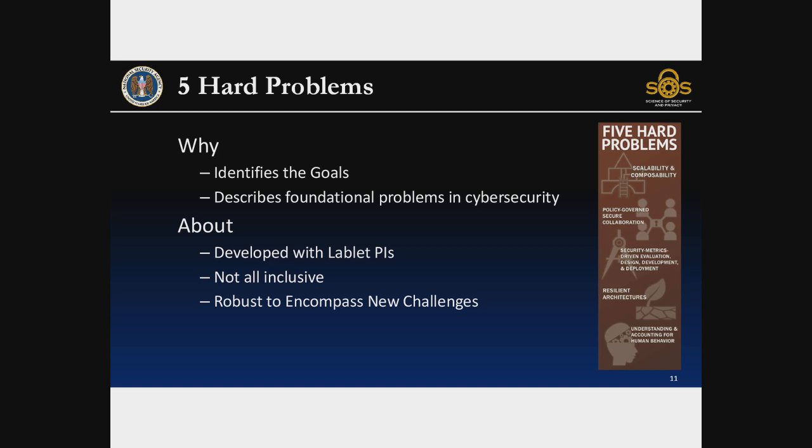So let me go through the 5. The first is scalability and composability. If you ever think about cybersecurity, this is a question of how do we scale up solutions? A lot of times as a community we develop some solution. It works in a very small environment, say you can successfully evaluate a 1,000-line program. But when you scale it up to something the size of Windows, it falls apart.